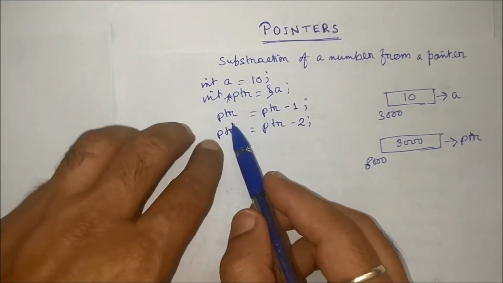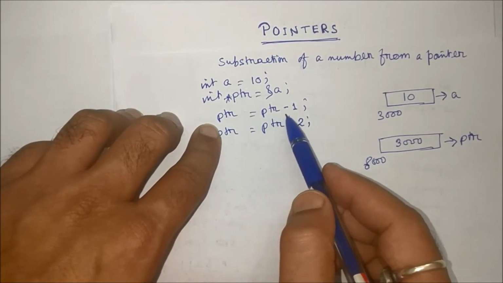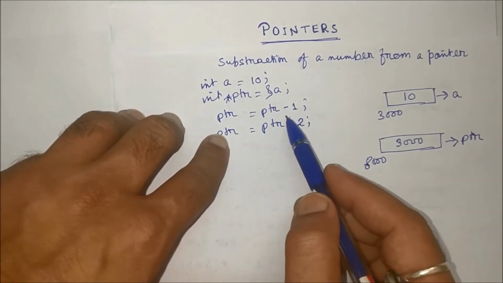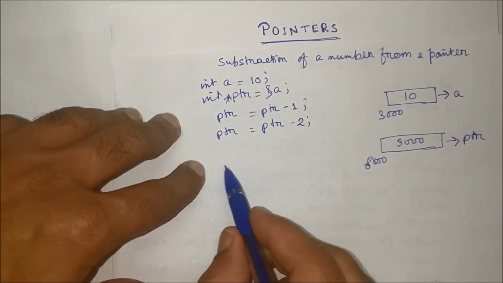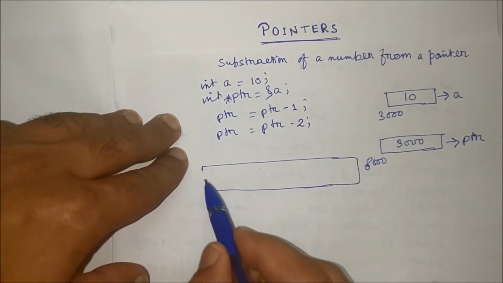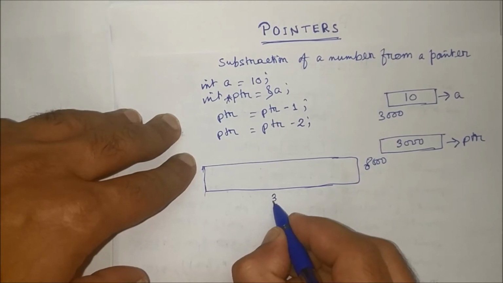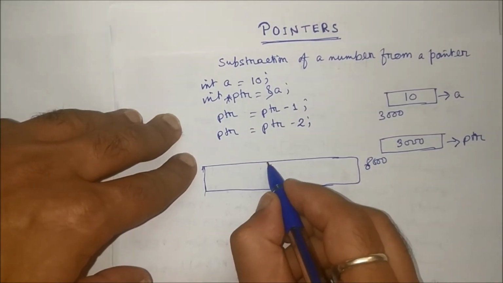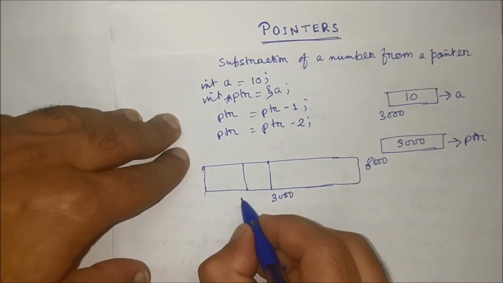Now look at this statement. Here we are performing a subtraction operation, ptr is equal to ptr minus 1. How will it be converted into the memory address mapping? Suppose there is a memory map. This is the whole memory map you are thinking about, and here suppose this is 3000. Okay, how much will it be?